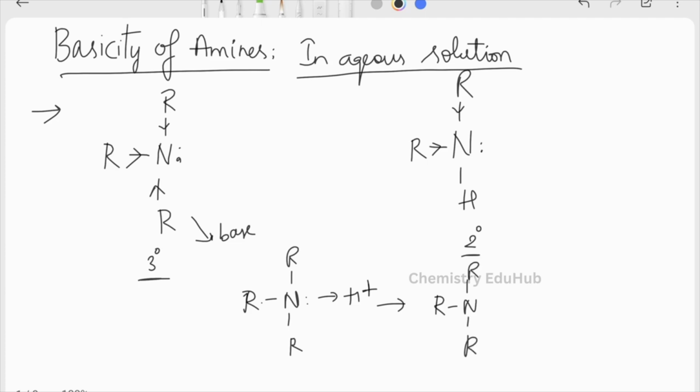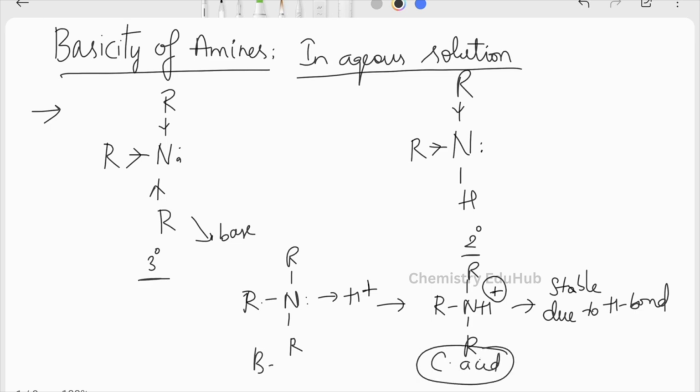Now this conjugate acid is stabilized. This conjugate acid is stable due to the hydrogen bonding in it. So whenever the conjugate acid is stable, its corresponding base is going to be less strong, or we can say weak. Let me clear it once again.